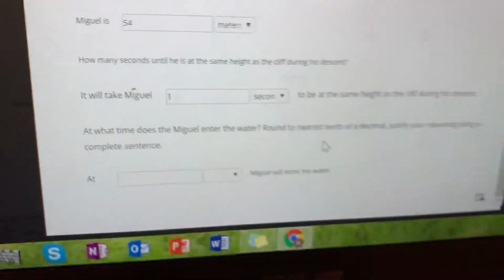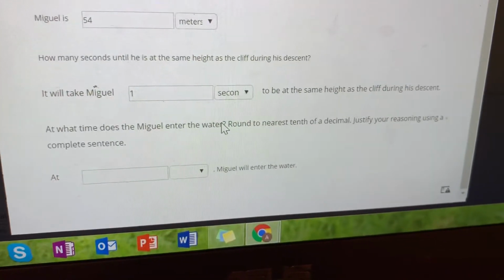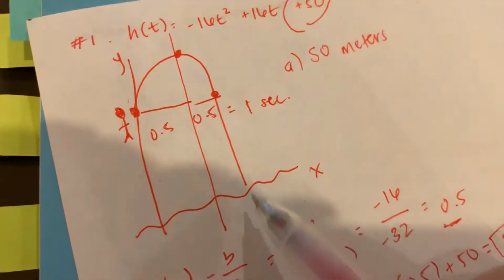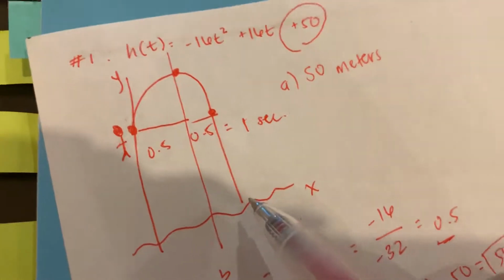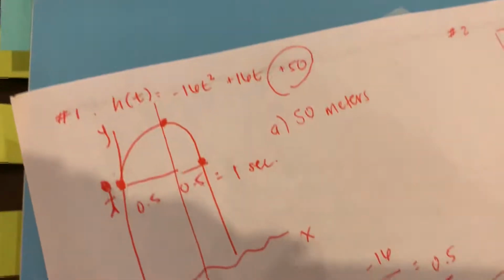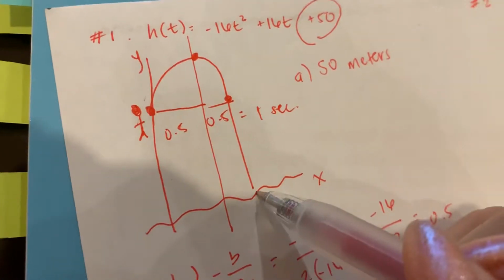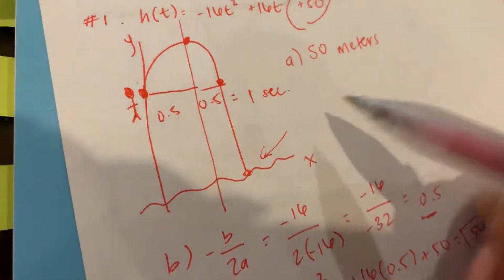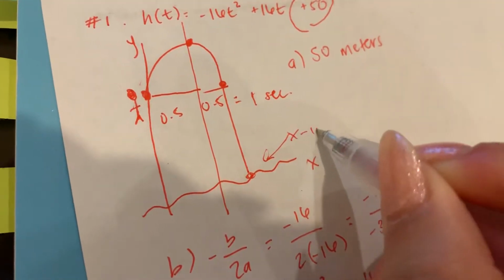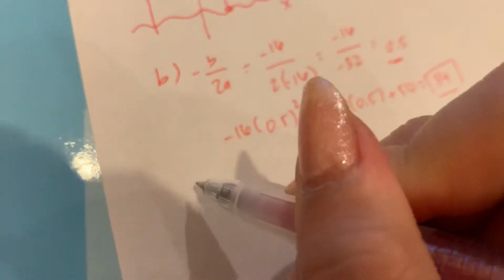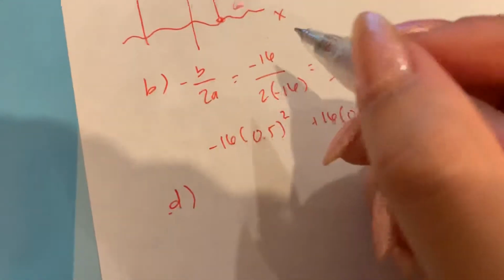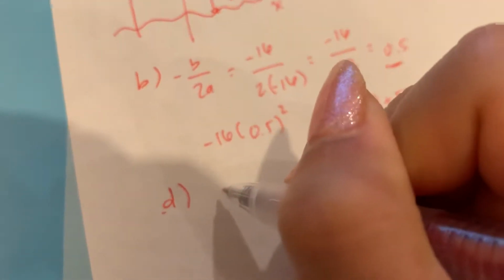Okay, lastly, what time does Miguel enter the water? Remember I said that if you're looking for when you enter the water or when you hit the ground, then that is like solving for the x-intercepts. We need to solve for the x-intercept. And so let's go ahead and use the quadratic formula when you're looking for the x-intercept.